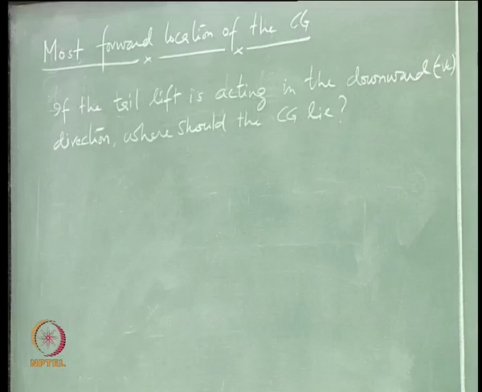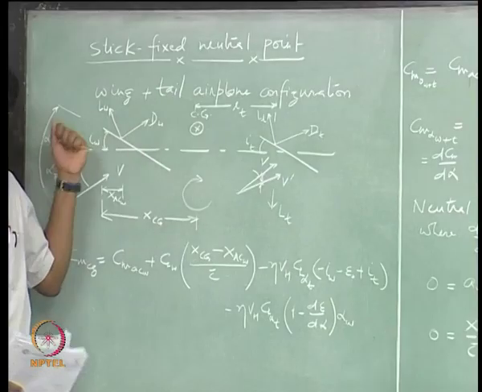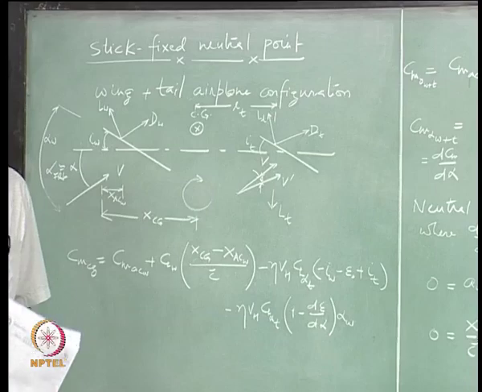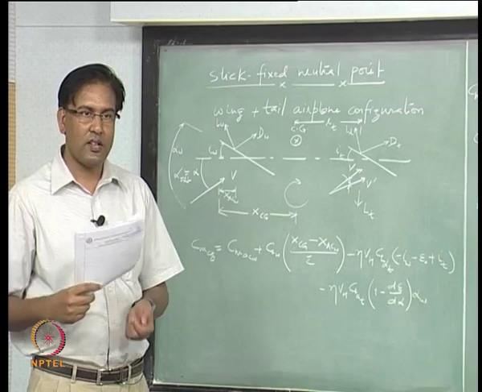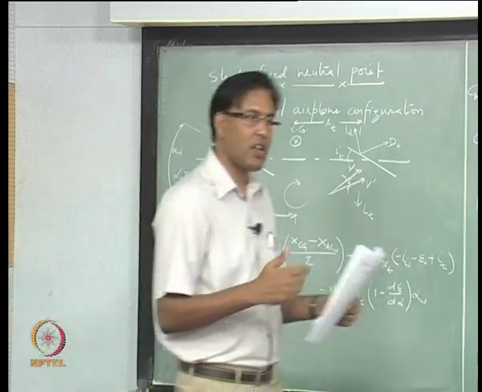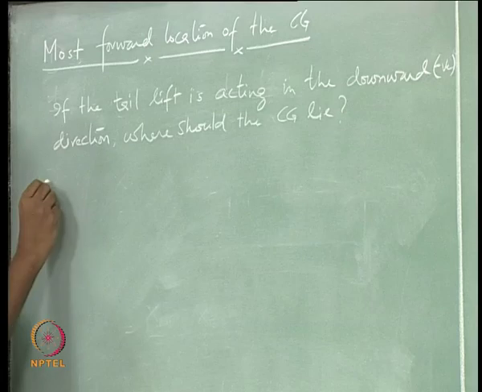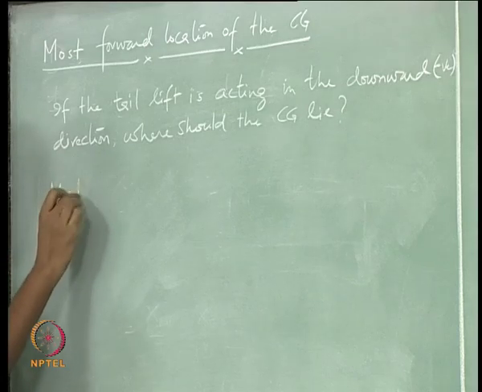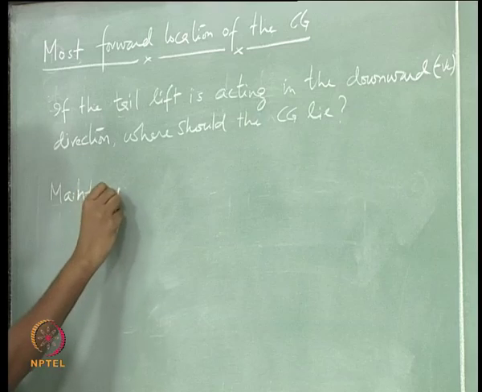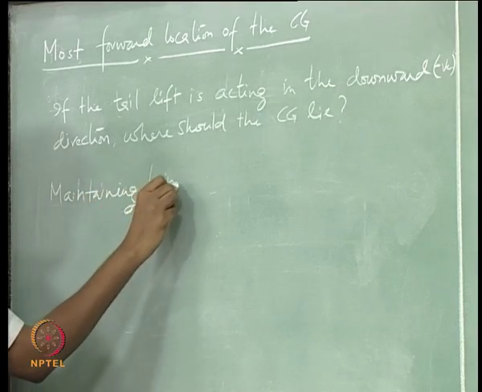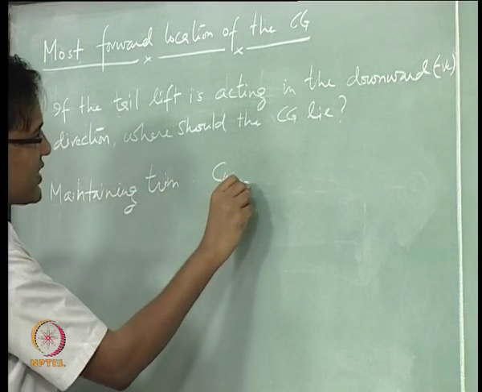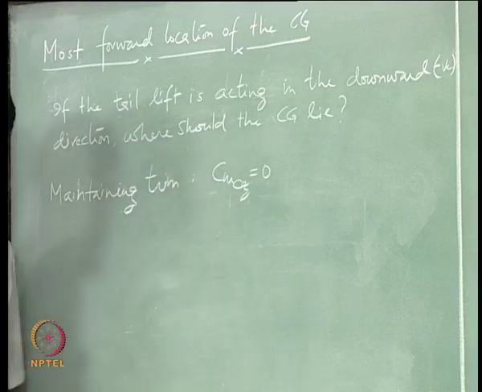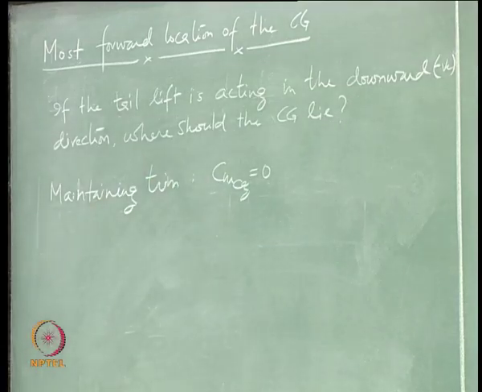Right. So, you can clearly see that the aerodynamic center of the wing is not the most forward location of the CG, right. How would you define that? What all you have to ensure? Remember, we talked about maintaining trim, and for trim CM CG must be 0, right. What is the other condition?